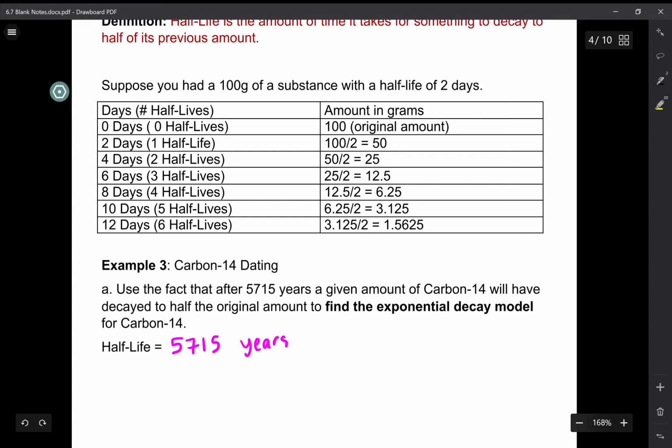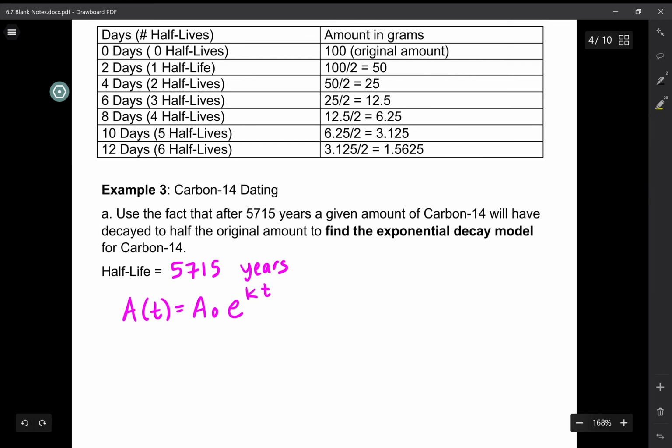All right, let's write down a model that we're going to use. Same one, A of t equals A sub 0 e to the kt. We're going to use this half-life information. So let's just say we have 100%. This is how I like to think about it. I'm going to start at time 0 with one whole amount of carbon-14. And then 5,715 years later, I will have half that amount.